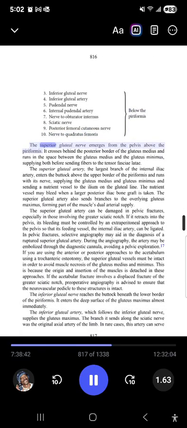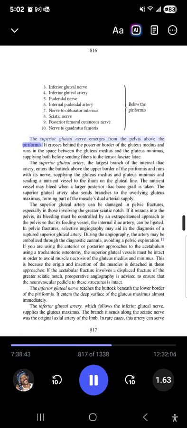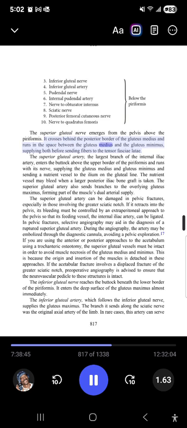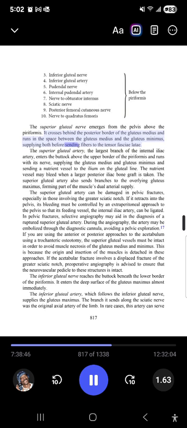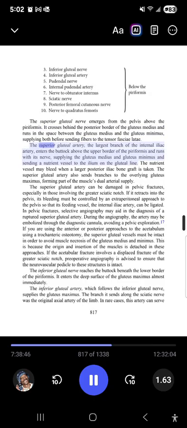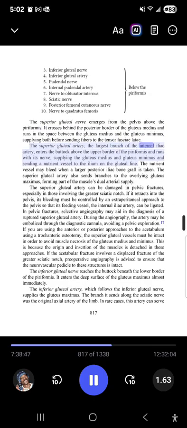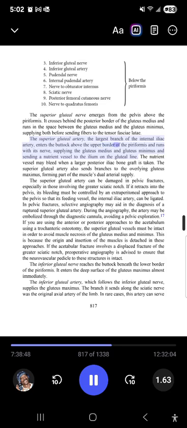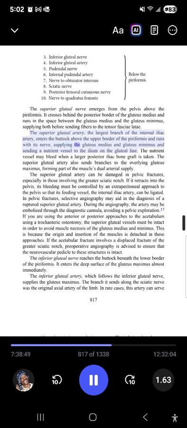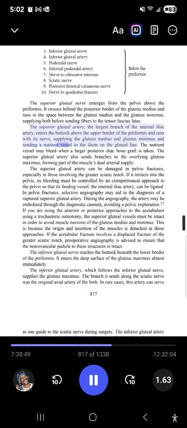The superior gluteal nerve emerges from the pelvis above the piriformis. It crosses behind the posterior border of the gluteus medius and runs in the space between the gluteus medius and the gluteus minimus, supplying both before sending fibers to the tensor fasciae latae. Superior gluteal artery, the largest branch of the internal iliac artery, enters the buttock above the upper border of the piriformis and runs with its nerve, supplying the gluteus medius and gluteus minimus and sending a nutrient vessel to the ilium on the gluteal line.